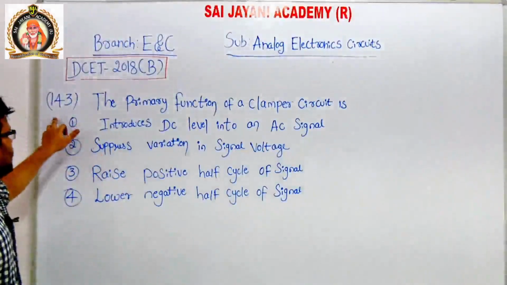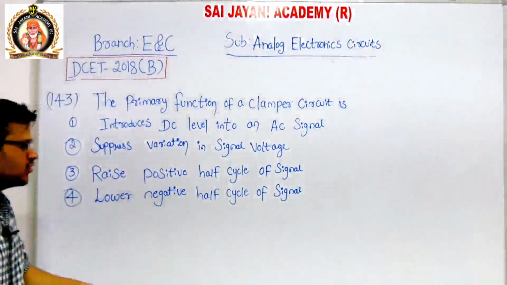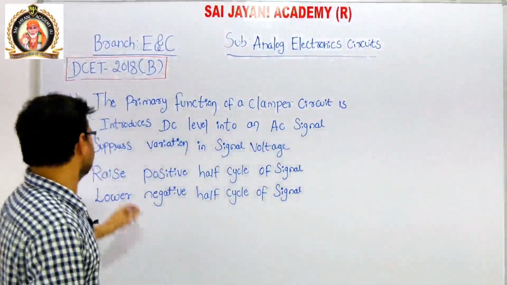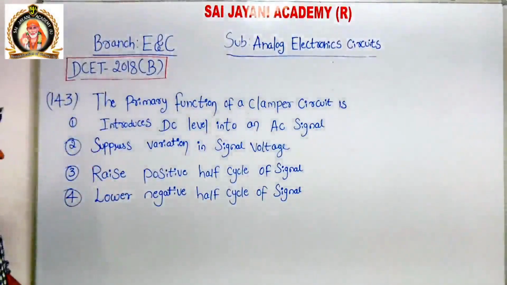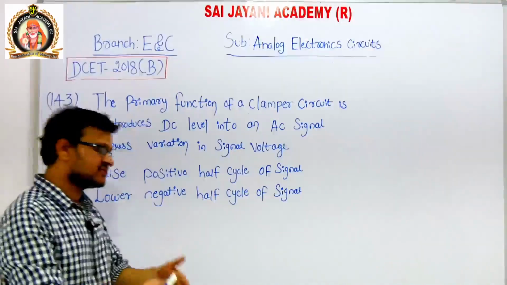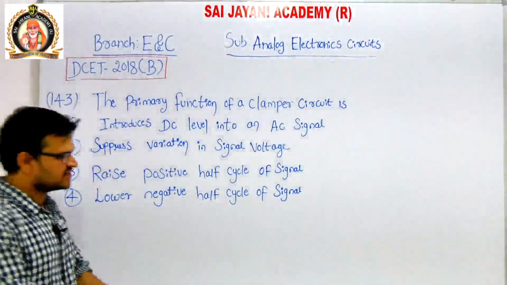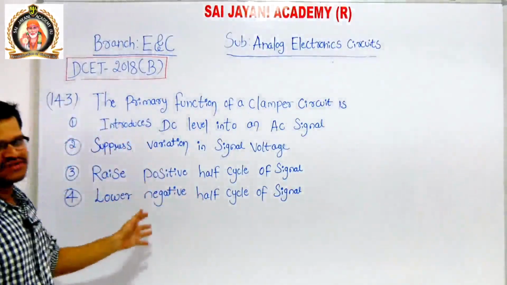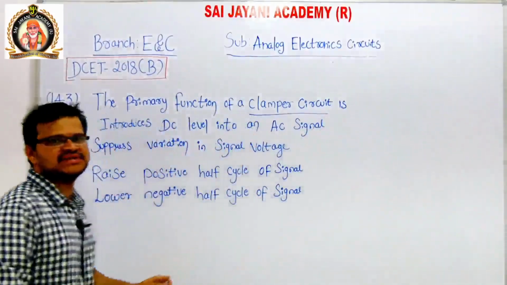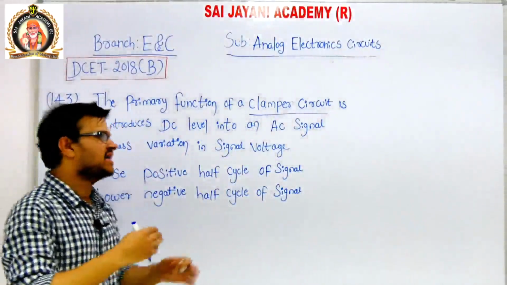Question number 143, the primary function of a clamper circuit is, the options are given below. The first option is it introduces the DC level into an AC signal, the second one is suppresses the variation in signal voltage, the third one is it raises the positive half cycle of the signal, and the fourth one is it lowers the negative half cycle of a signal. Before going to solve this question, we have to know what a clamper circuit is. The clamper circuit is a circuit which adds the DC voltage into an AC signal.